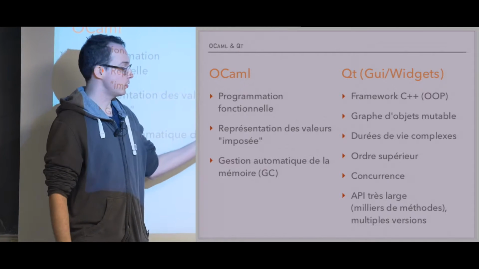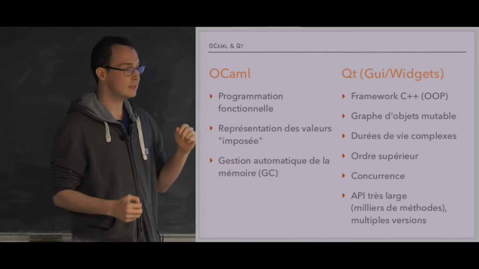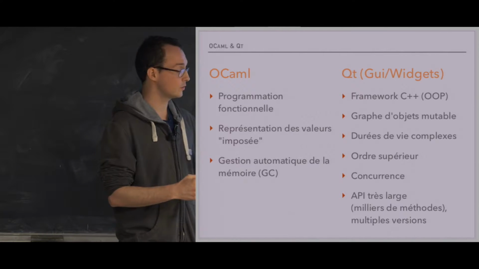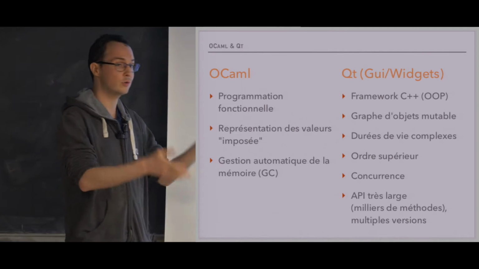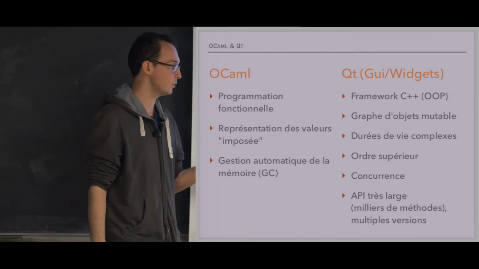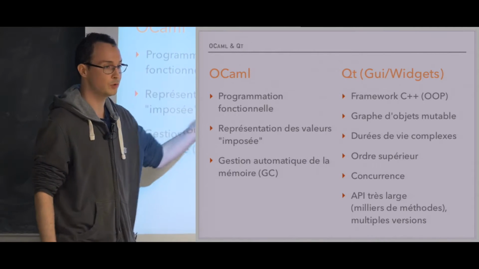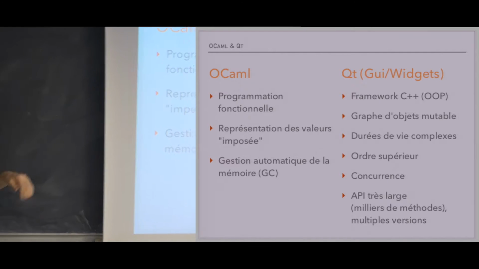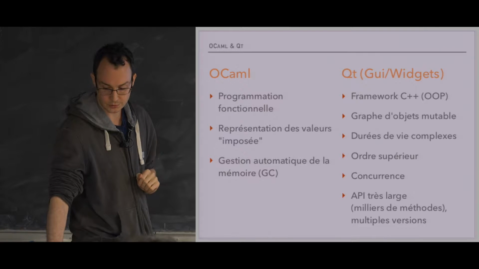Also, it relies a lot on higher-order control flow. At some point, the control is passed to the Qt application, and it will invoke OCaml code at some point in the future when an event happens, for instance. Then this event might call again into Qt. So you have an intricate control flow going back and forth between OCaml and C++.